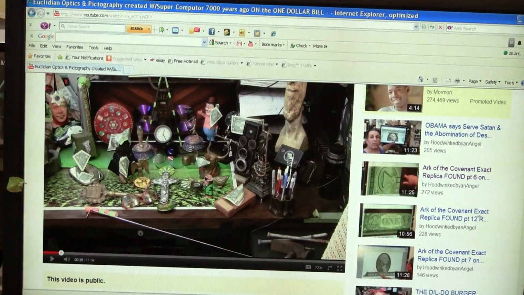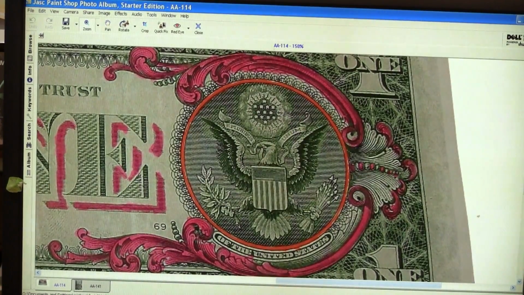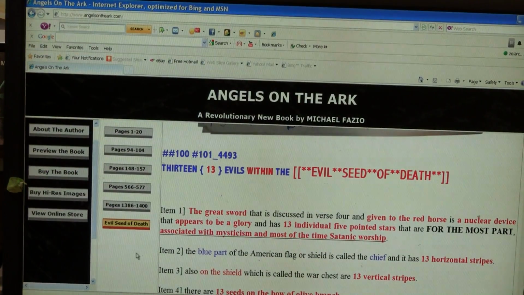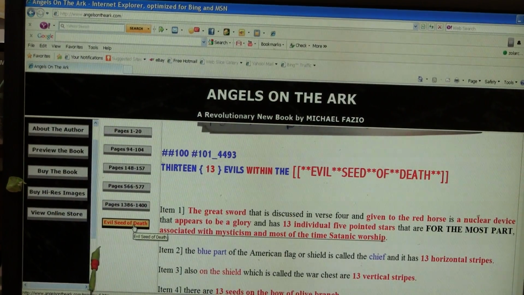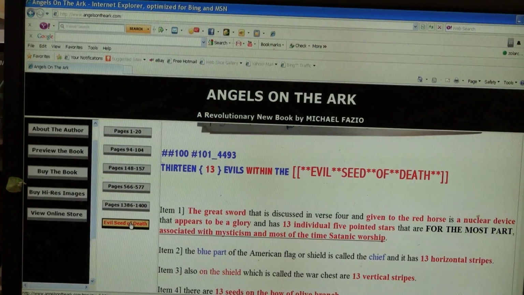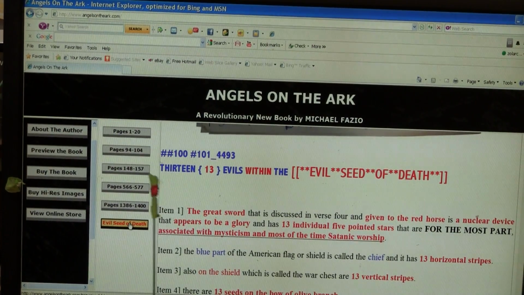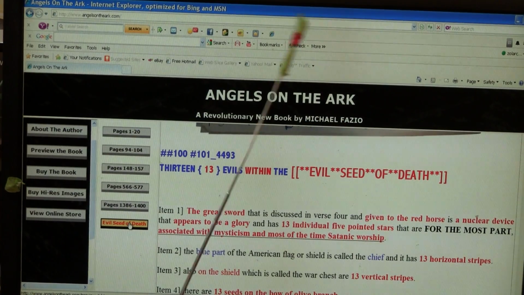But moving back to the book itself, let us go to Angels on the Ark, that you can review by going to my website, by clicking any of the links under my videos, and then moving down to this button at the bottom in the preview of the book section, Evil Seed of Death. And in this, I describe the 13 evils that exist within the evil seed of death.